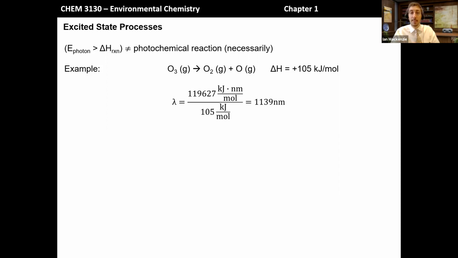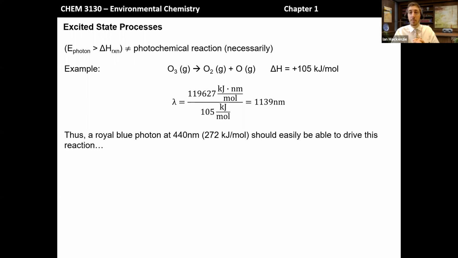This is fairly low energy light, very long wavelength. And if you look at this and say, okay, that's all the way out in the IR, so anything lower than that should have sufficient energy to drive this reaction. So if I simply took a blue photon using maybe a blue laser pointer and shone it on ozone, that should easily drive this reaction because it's got 272 kilojoules per mole for the photon's energy. But if you do this, it doesn't work. We don't drive the cleavage of ozone to O2 and atomic oxygen.